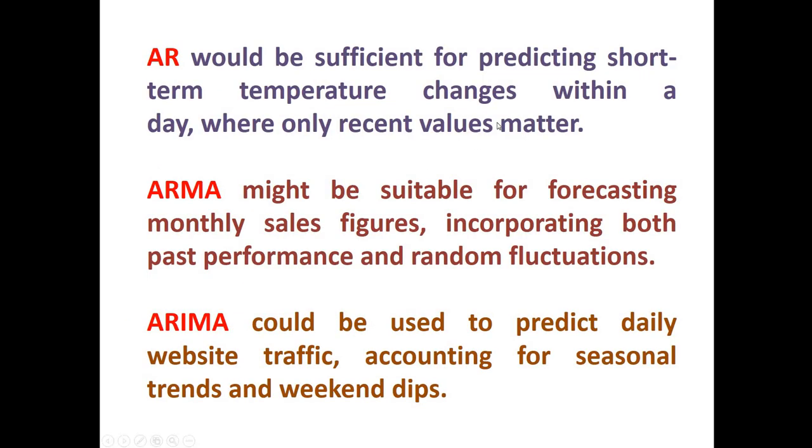Now, AR would be sufficient for predicting short-term temperature changes within a day, that is an example where only recent values matter more. Whereas ARMA might be suitable for forecasting monthly sales figures, incorporating both past performance and random fluctuations. Now, ARIMA could be used to predict daily website traffic, accounting for seasonal trends and weekend dips, etc. So ARIMA is the ultimate.